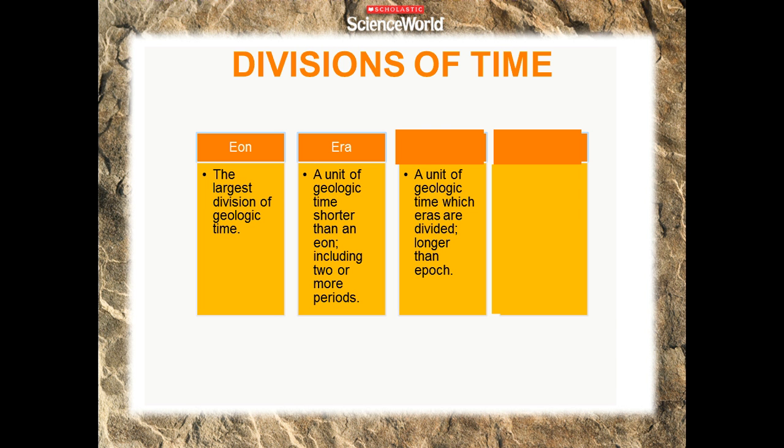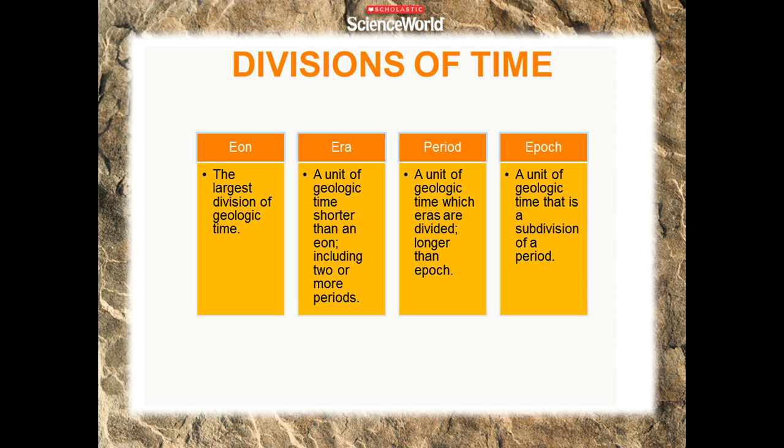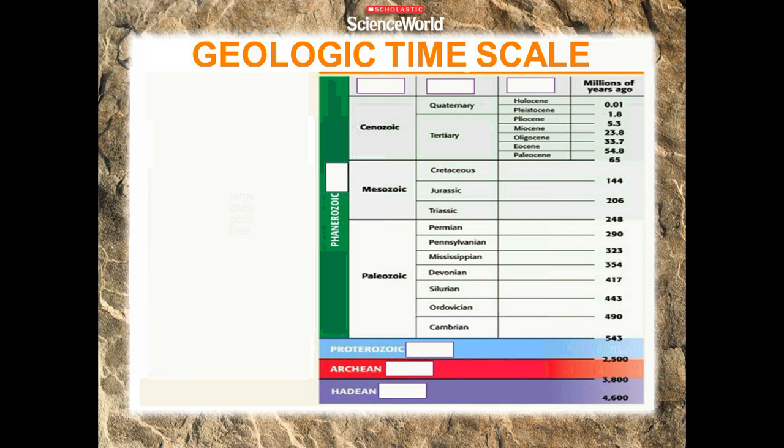And then there's a unit of geologic time where eras are divided; they're longer than epochs. And if you notice, an era means 2 or more periods, so these are periods. And then the last division of time is a subdivision of a period, so these are called epochs. And we're going to break these down on a geologic time scale so you have a picture that looks like this. Now, if you notice, the larger divisions of time are located here. These are your larger divisions, and you know that those are eons, so make sure you fill those in.